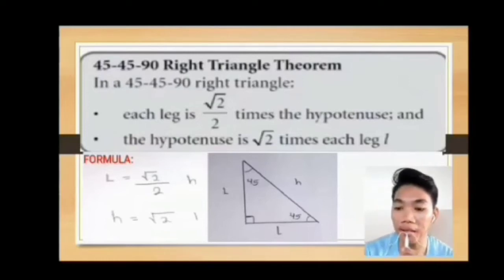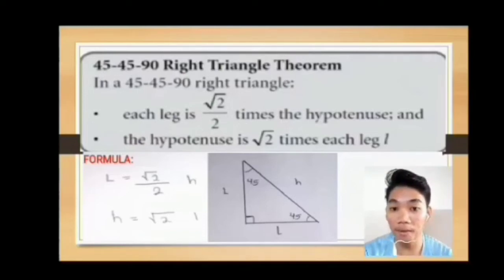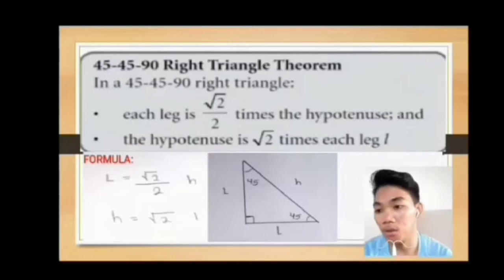Formula natin kapag hinahanap ang leg, leg is equal to square root of 2 over 2 times the hypotenuse kapag given yung hypotenuse. Then, hypotenuse is equal to square root of 2 times the leg. Kapag hinahanap naman natin yung hypotenuse, square root of 2 lang, tapos times natin siya sa leg. So, ganun lang kadali guys.